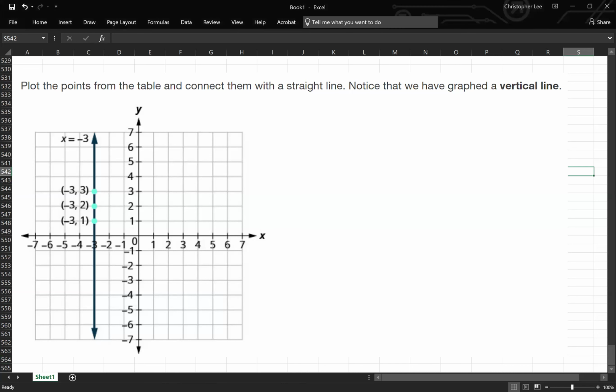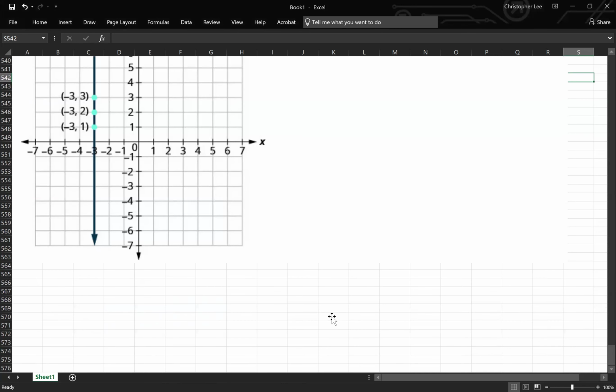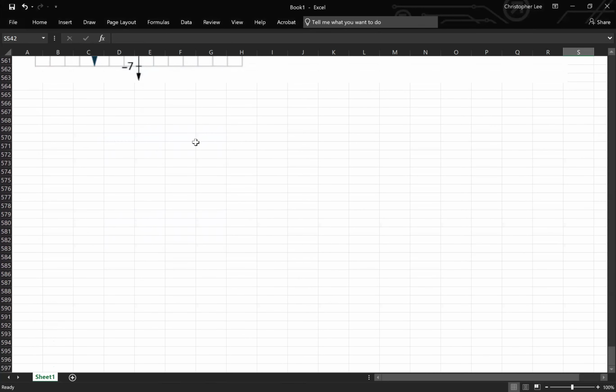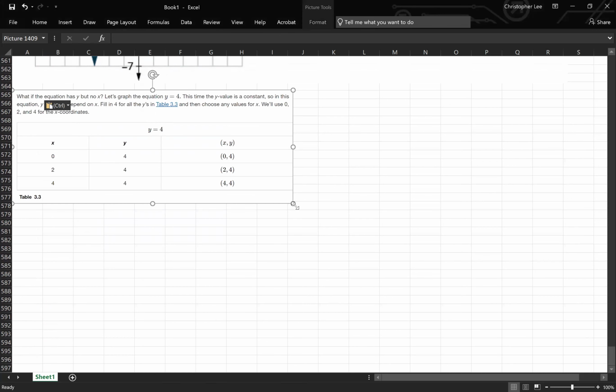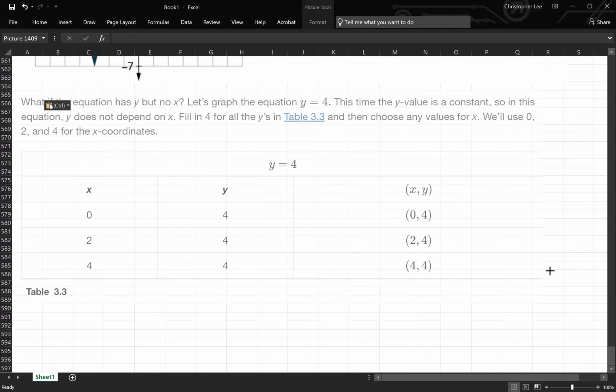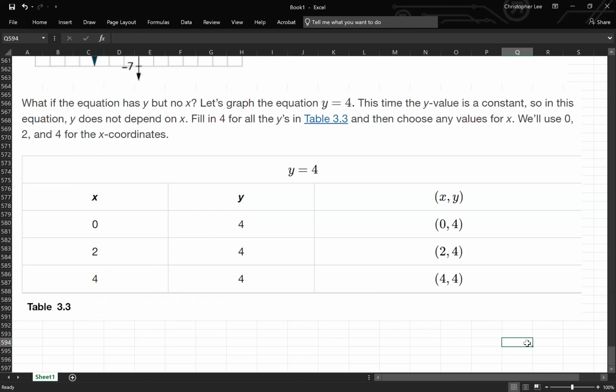Let's flip the script on this now, right? So we spoke about the vertical line. Let's talk about the horizontal line. So what if your equation has y but no x? Let's graph the equation y equals 4. This time the y value is a constant. So in this equation, y does not depend on x.